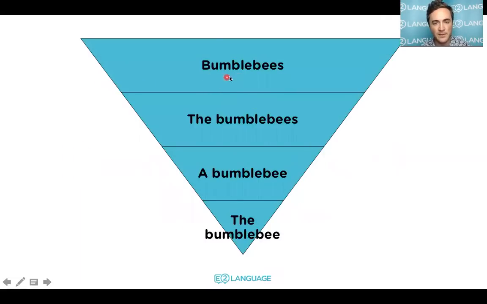For example, we go from bumblebees to the bumblebees, a bumblebee to the bumblebee. Here, plural: bumblebees are cute. The bumblebees of West Africa can kill you. The first time we mention it, no article, because it's plural. The second time we mention the plural bumblebees, we use the bumblebees, we go a bit more specific. Here we're talking about a single bumblebee. A bumblebee bit me the other day. The bumblebee was as big as a basketball. So we go from a bumblebee to the bumblebee.